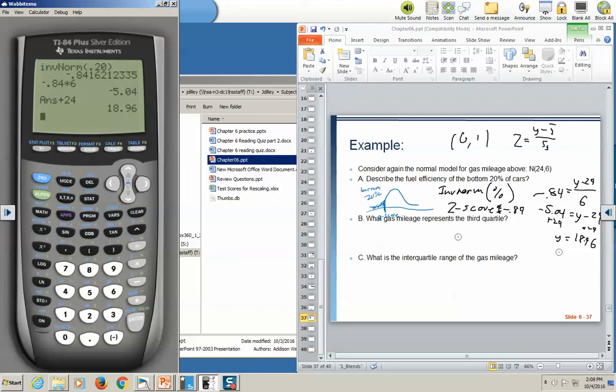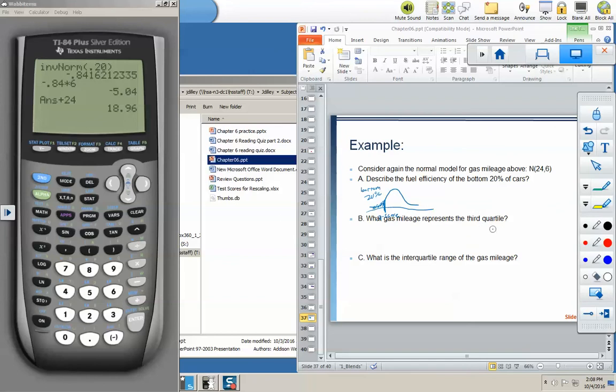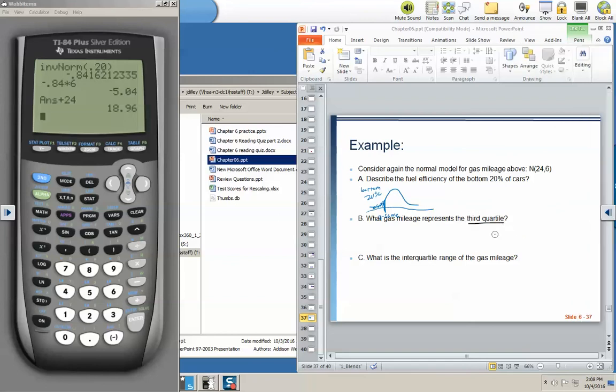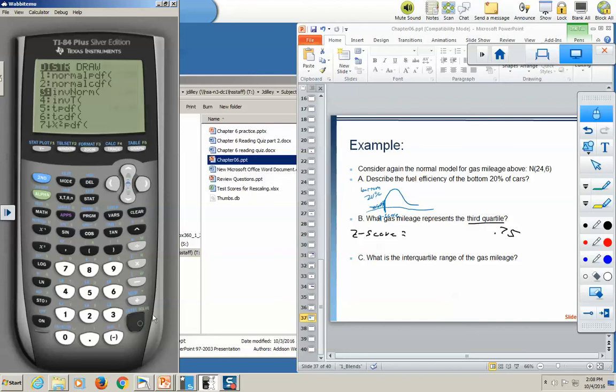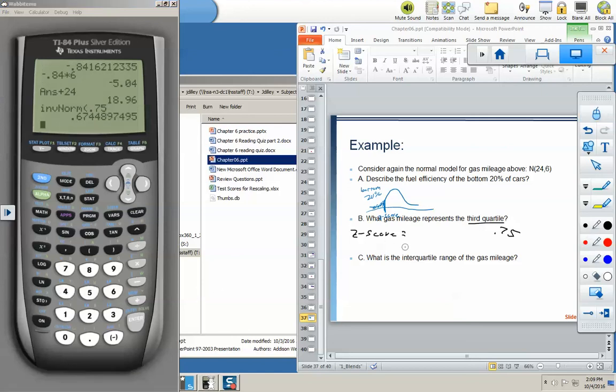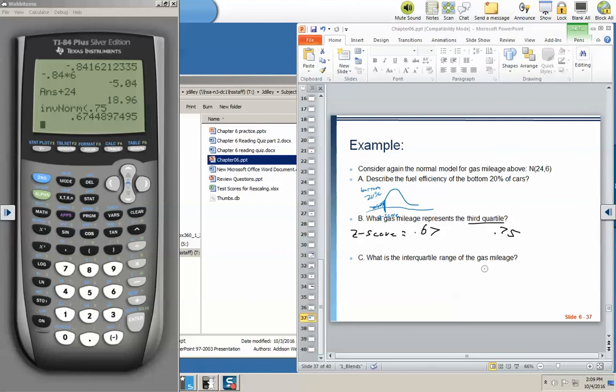What gas mileage represents the third quartile? So here we're being asked for a quartile. And so we have to remember, well, what is the percentile represented by the third quartile? That would be 0.75. So now I need to find the z-score associated with 0.75. So again, there's my inverse norm command. I'm going to go back over here, and that's second vars down to inverse norm. And my percentile is 0.75, and that gives me 0.67.